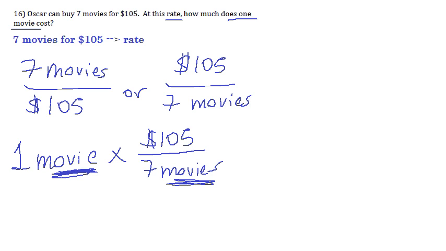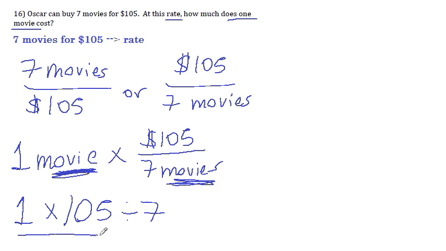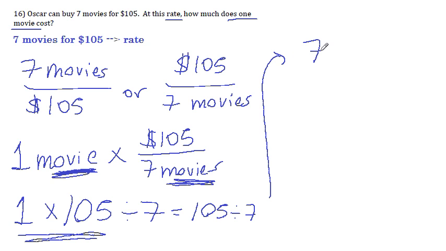Once I have that set up, I just have to remember how to finish solving this. It's going to be the first number, the whole number, times the top number, 105, divided by the bottom number. That's the work we're doing. 1 times 105 is easy. That's just 105. So this comes out to just 105 divided by 7. So I'm going to do that as long division up here. That's the same as 7 into 105.